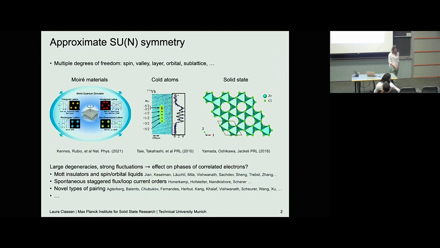Then, of course, the question is why should you care about it? And just to give you a few examples, at least why I care about it is the effect on phases of correlated electrons. A few examples where this comes in or leads to an interesting effect that have been discussed are here. For example, Mott insulators and interesting spin-orbital liquids. There have been suggestions that this SU(N) symmetry can induce spontaneous loop currents or staggered flux orders. And for example, there can be novel types of pairing scenarios.